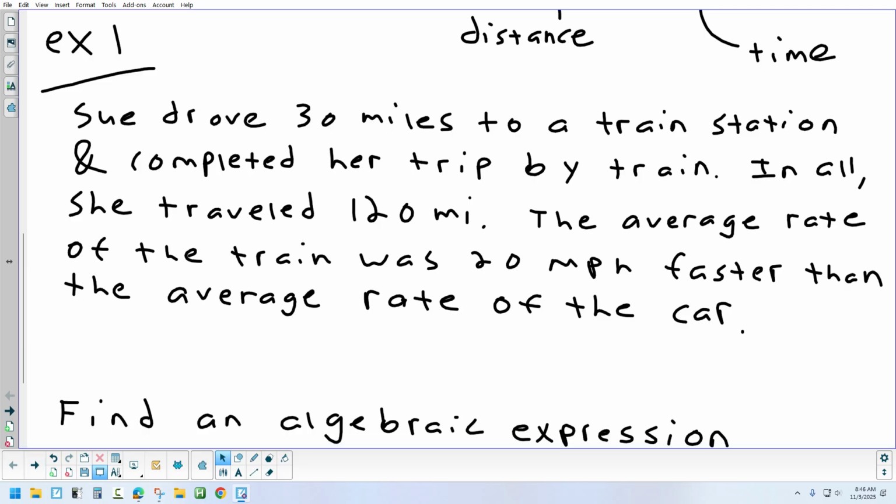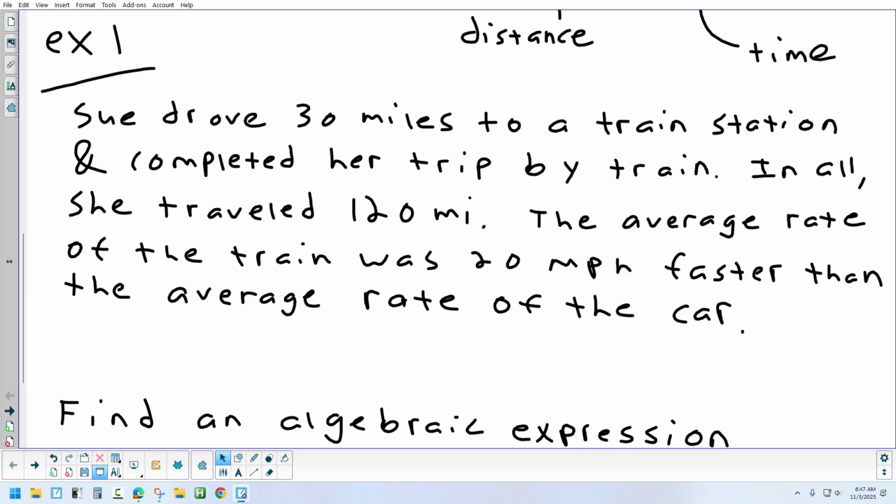So the first thing that we're going to need is a variable. Our variable, we're going to use x as the letter. And x could actually represent 2 different things here. What are the 2 things that we don't know in this problem? We don't know rate and time. Let's focus on just the rate. Can somebody tell me what's a rate that we don't know in this problem? Yeah? The average rate of the car. Perfect. Yeah, we don't know the rate of the car, so that's one speed we don't know.